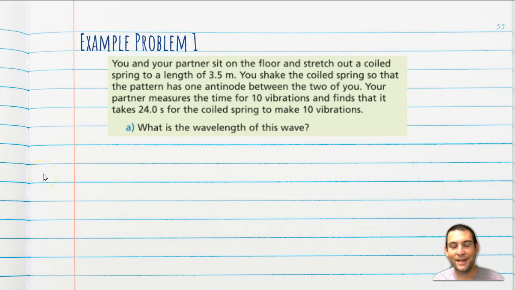All right, let's do an example problem. You can pause the video, go through the question, and then check out the solution. We're trying to find the wavelength of the wave. You and your partner are sitting on the floor. You've got a distance of 3.5 meters between the two of you.